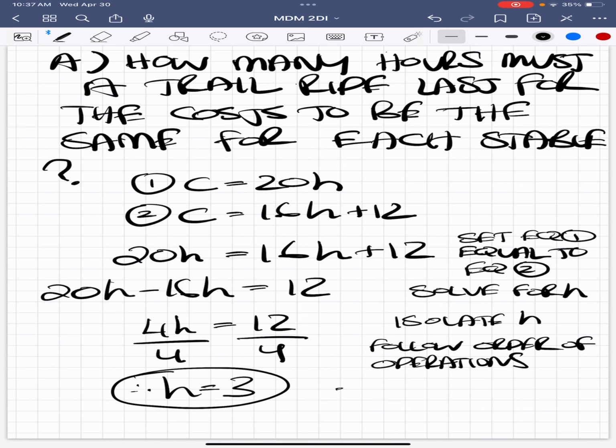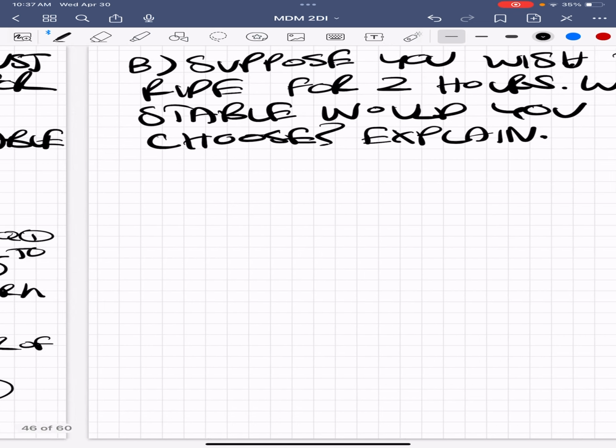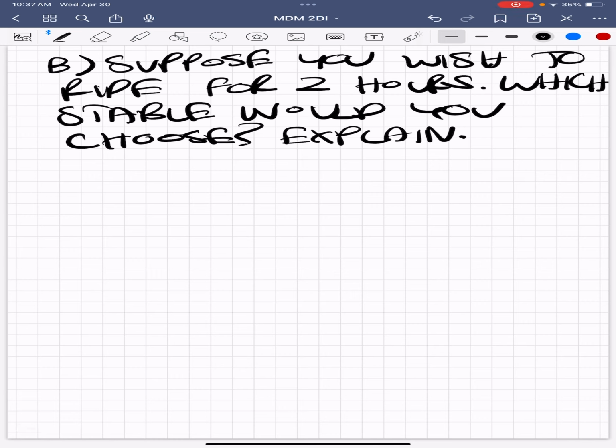And then we have our therefore statement. So a trail ride will last 3 hours for the cost to be the same for each staple. Suppose you wish to ride for 2 hours. Which staple would you choose and explain?